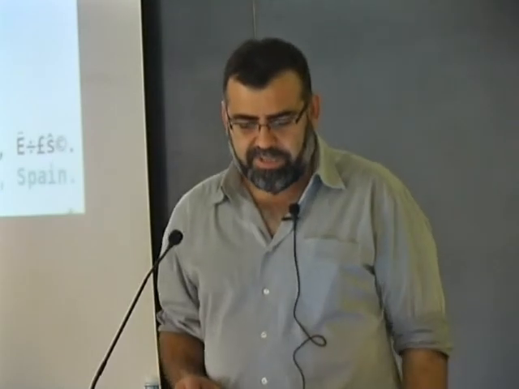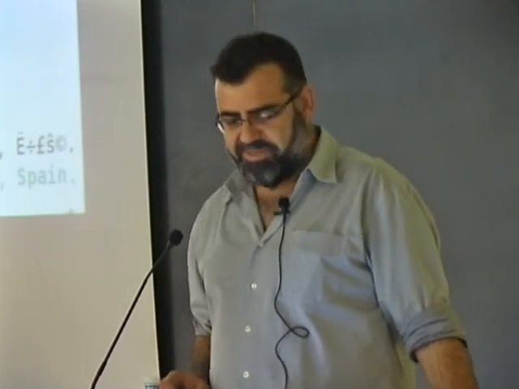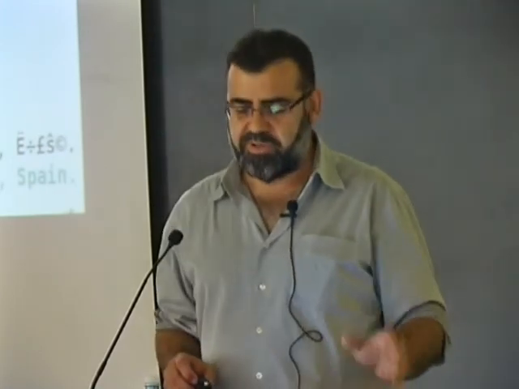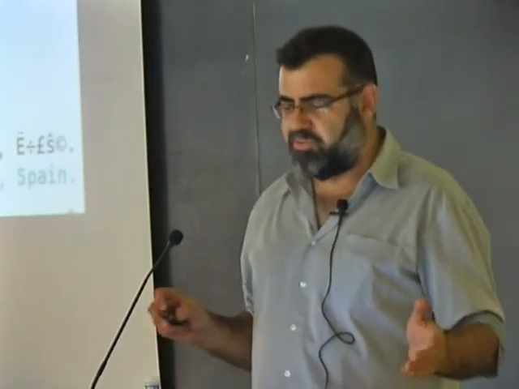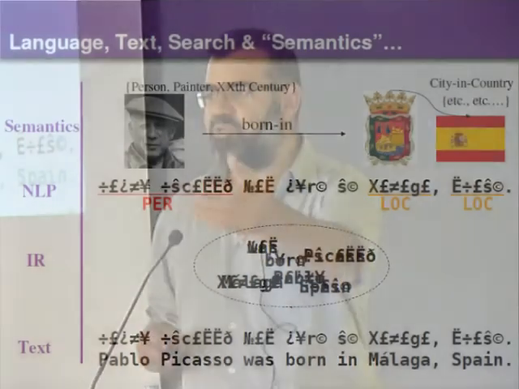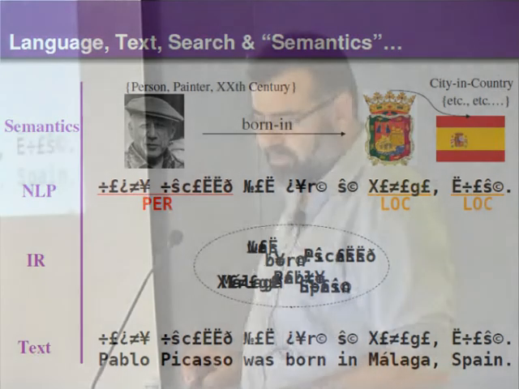Syntax is enough. Then natural language processing people, they see still the same garbage, but they know that some parts of the text are persons, some parts have locations. So they know the entities. And then, of course, we would like to do this, what you see inside your brain. So this is a person, a painter of the 20th century, was born in Malaga. Malaga is a city in a country. All these relations. This is the hard part. That's the semantics part. So here is the famous semantic gap. So this should be way above. And here we have the semantic gap between computers and people.